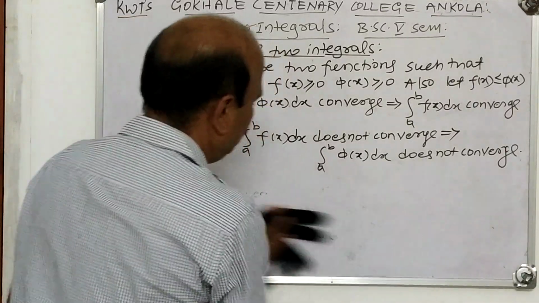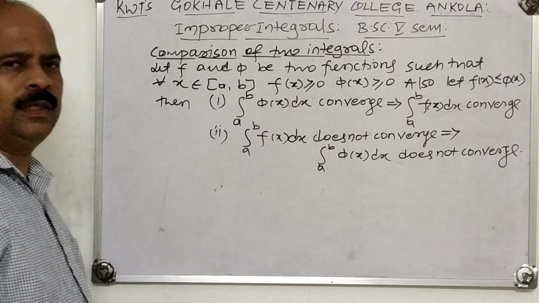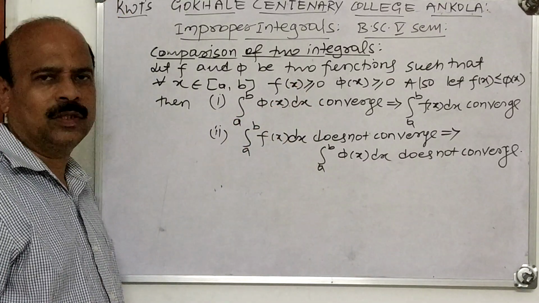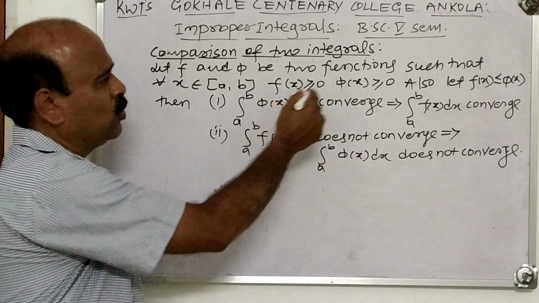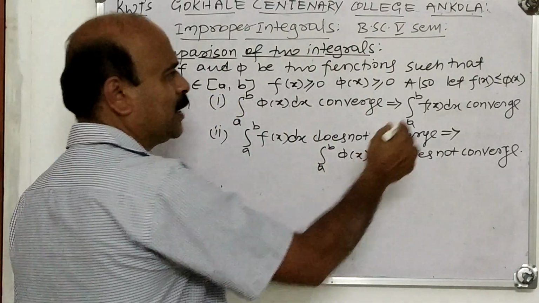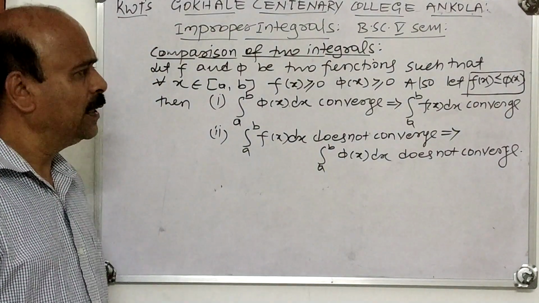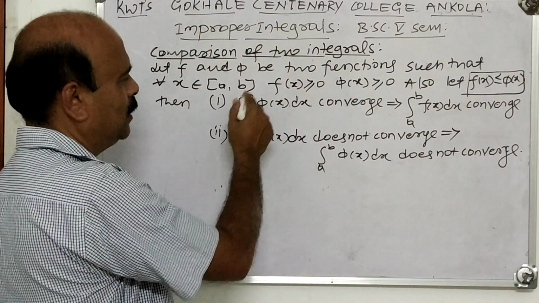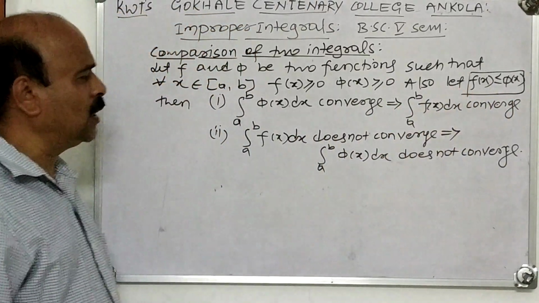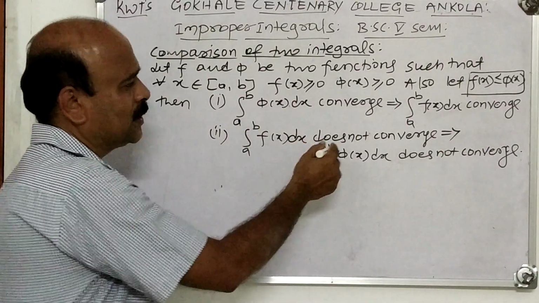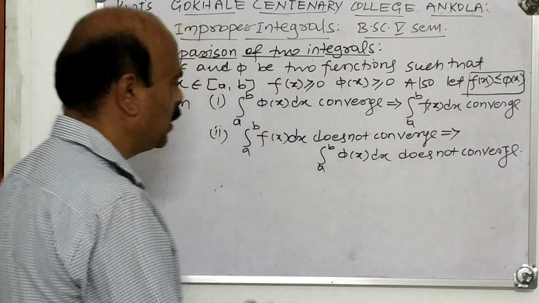This is very important. This is the necessary and sufficient condition for an improper integral to converge. Now, based on this, we prove the first test: comparison of two integrals. Suppose f and phi are two functions such that both are positive in (a, b), and f(x) is less than or equal to phi(x). This is important. Then the test says: the integral from a to b of phi(x) dx converges implies the integral from a to b of f(x) dx also converges. The integral from a to b of f(x) dx does not converge implies the integral from a to b of phi(x) dx also does not converge.